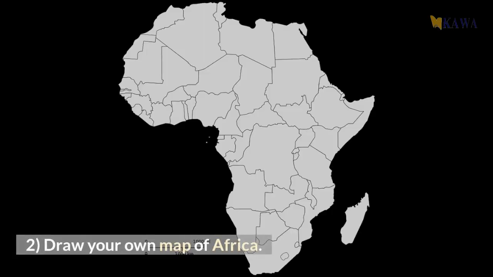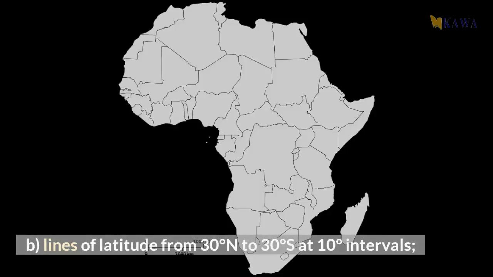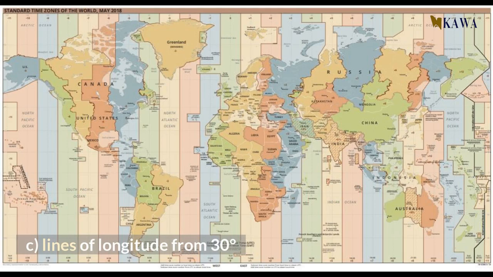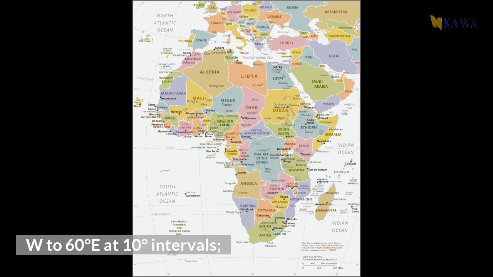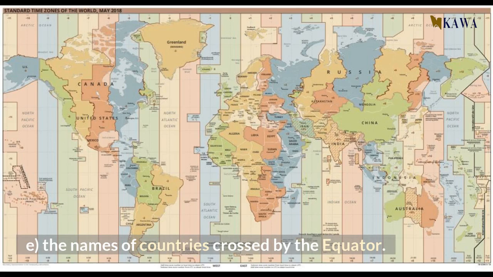2. Draw your own map of Africa. Mark on it the following. A. The oceans and seas which surround it. B. Lines of latitude from 30 degrees north to 30 degrees south at 10 degrees intervals. C. Lines of longitude from 30 degrees W to 60 degrees east at 10 degrees intervals. D. Europe and Asia. E. The names of countries crossed by the equator.